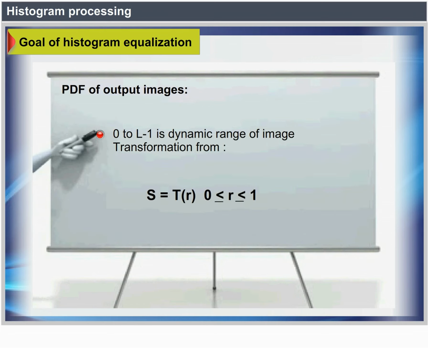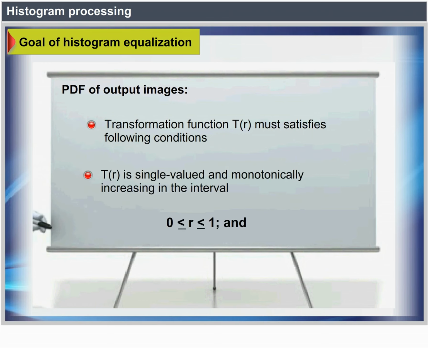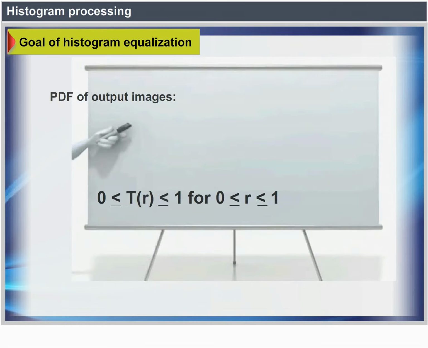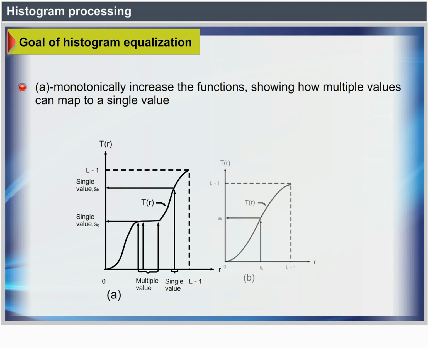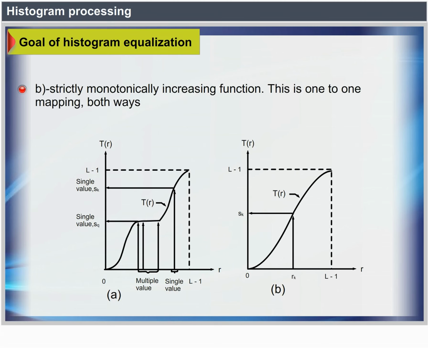Below figure says that monotonically increasing functions showing how multiple values can map to a single value. Strictly monotonically increasing function. This is 1-to-1 mapping both ways. The inverse transformation function can be defined as r equals T raised to the power minus 1 of s, where s ranges from 0 to 1. Probability density function of transformation can be written as shown on the screen. In these equations, Ps of s and Pr of r are known as probability density functions.